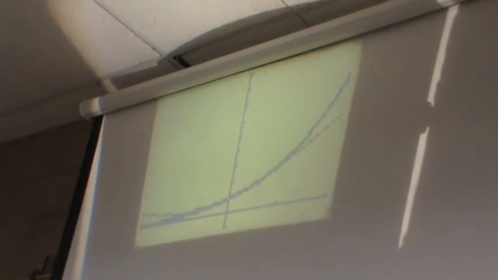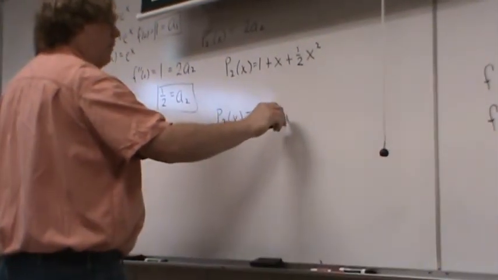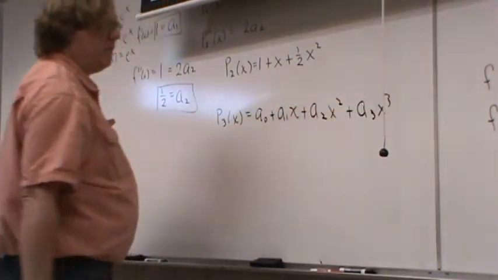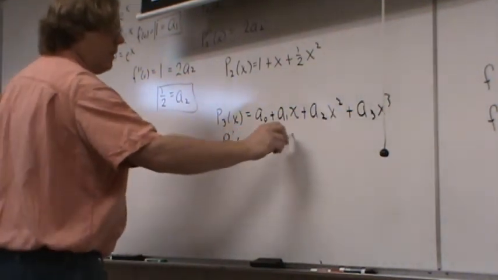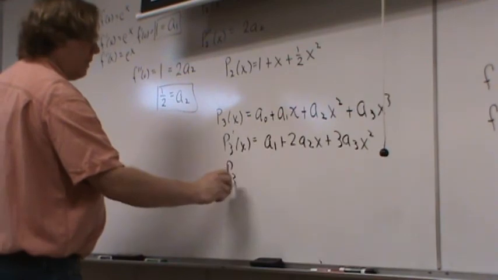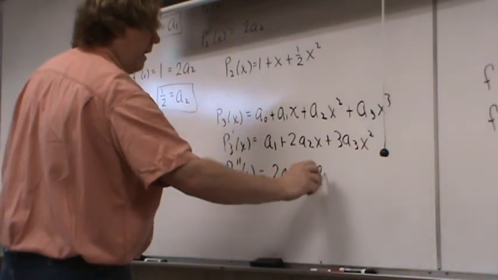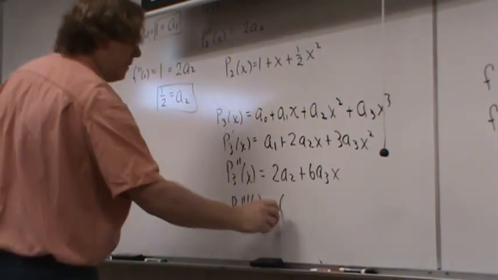Okay? So here's what I'm going to do. I'm going to let p sub 3 of x be a0 plus a1x plus a2x squared plus a3x to the third. And then I'm going to have to get the third derivative. So this is a1 plus 2a2x plus 3a3x squared. Here's the second derivative, which is 2a2 plus 6a3x. And then here comes the third derivative, which is 6a3.